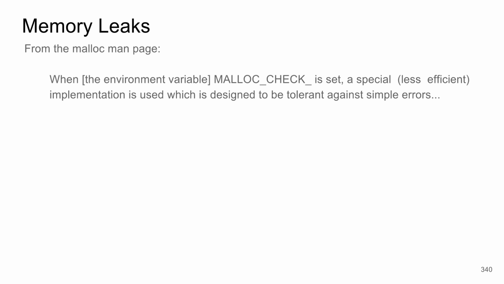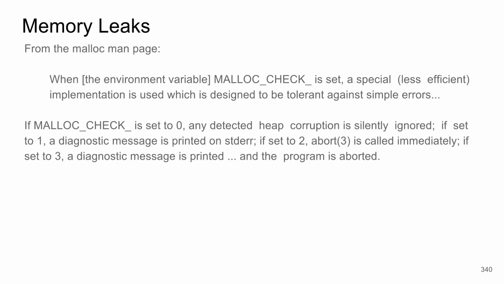If we set our environment variable MALLOC_CHECK_ to 0, any detected heap corruption is silently ignored. Okay? If we set it to 1, a diagnostic message is printed to standard error. If it's 2, abort is immediately called. If it's set to 3, that message is printed and abort is called. So these can be useful when you're writing your programs to help you debug memory issues that might be happening.